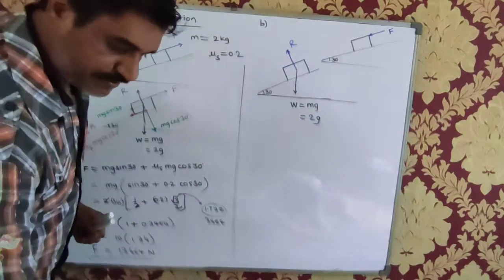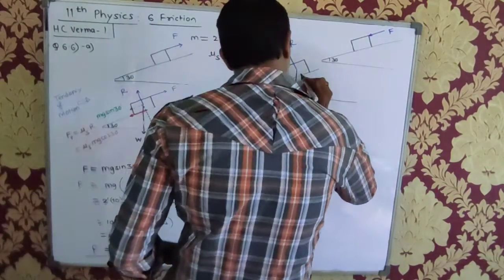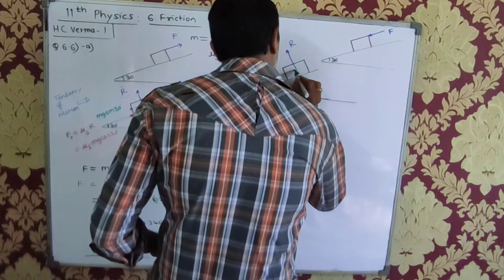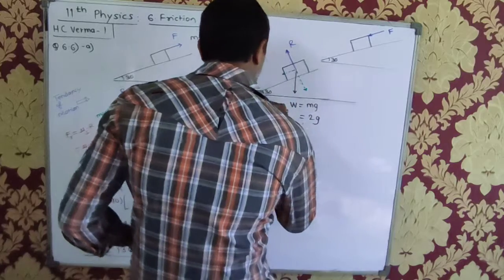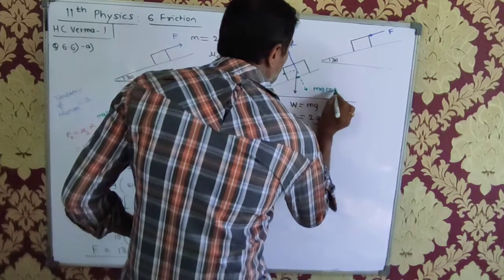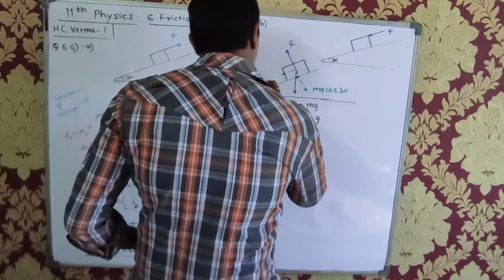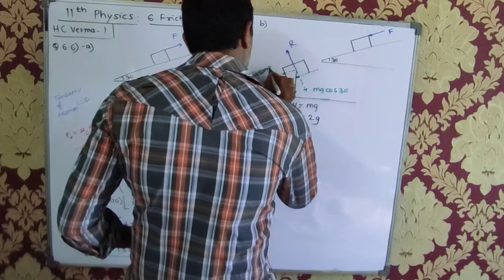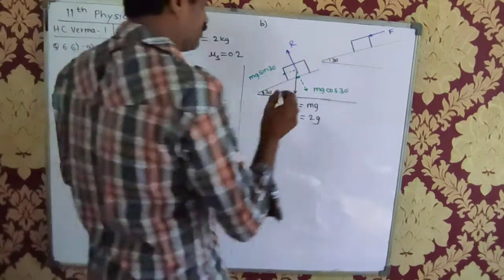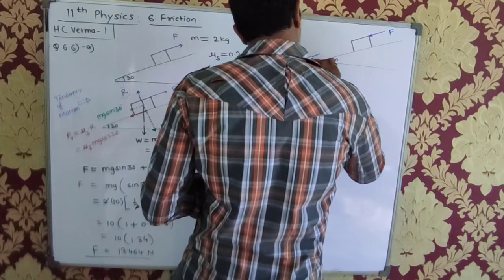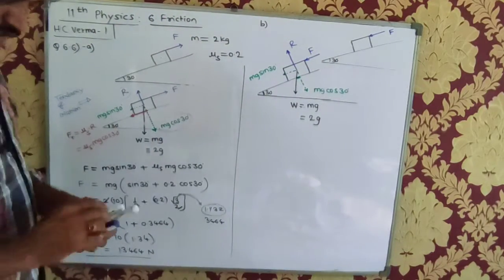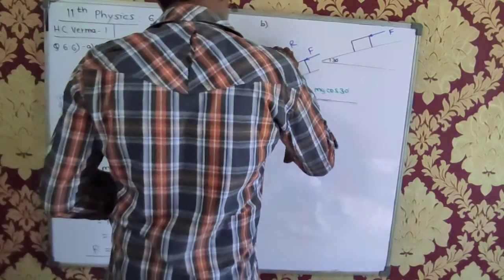Let us resolve this weight along and perpendicular to the inclined plane. If this is theta, this is also theta. This is the cos component, mg cos 30, and this is mg sin 30. In addition to that, there is a force which is applied over here. This force.